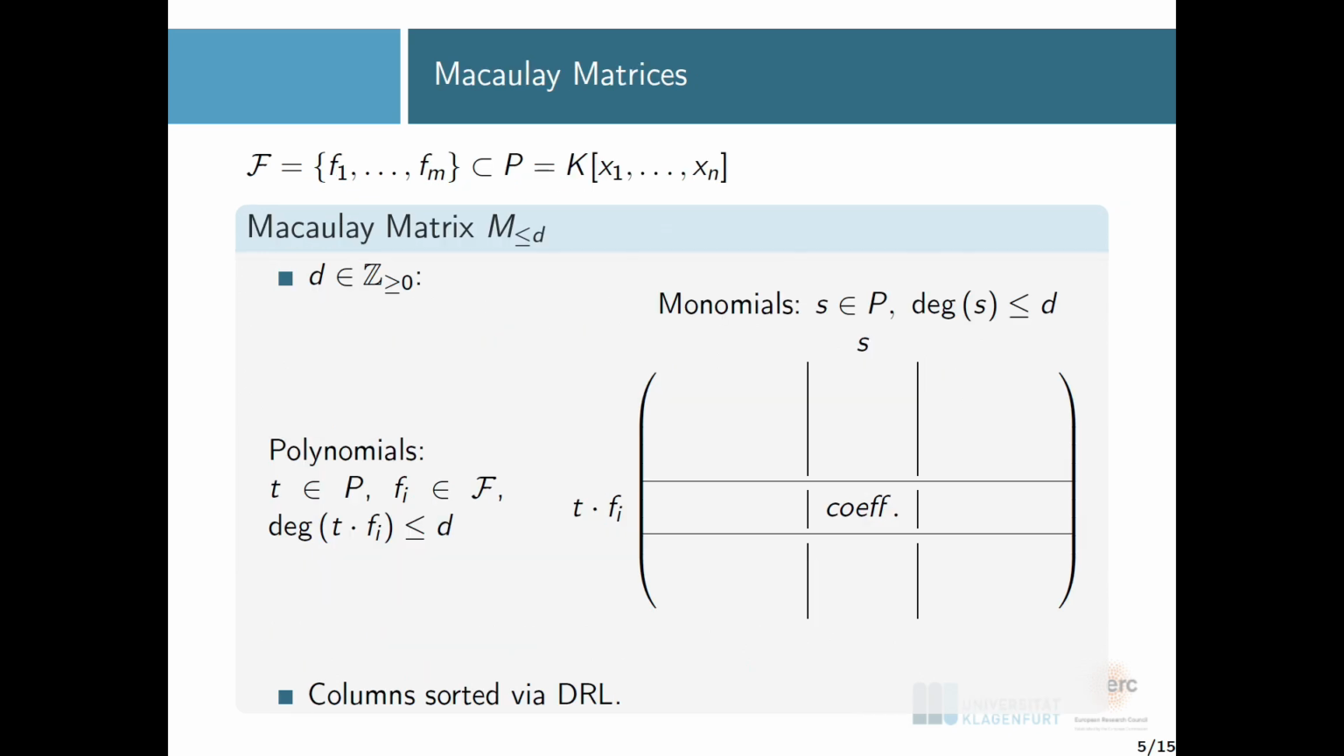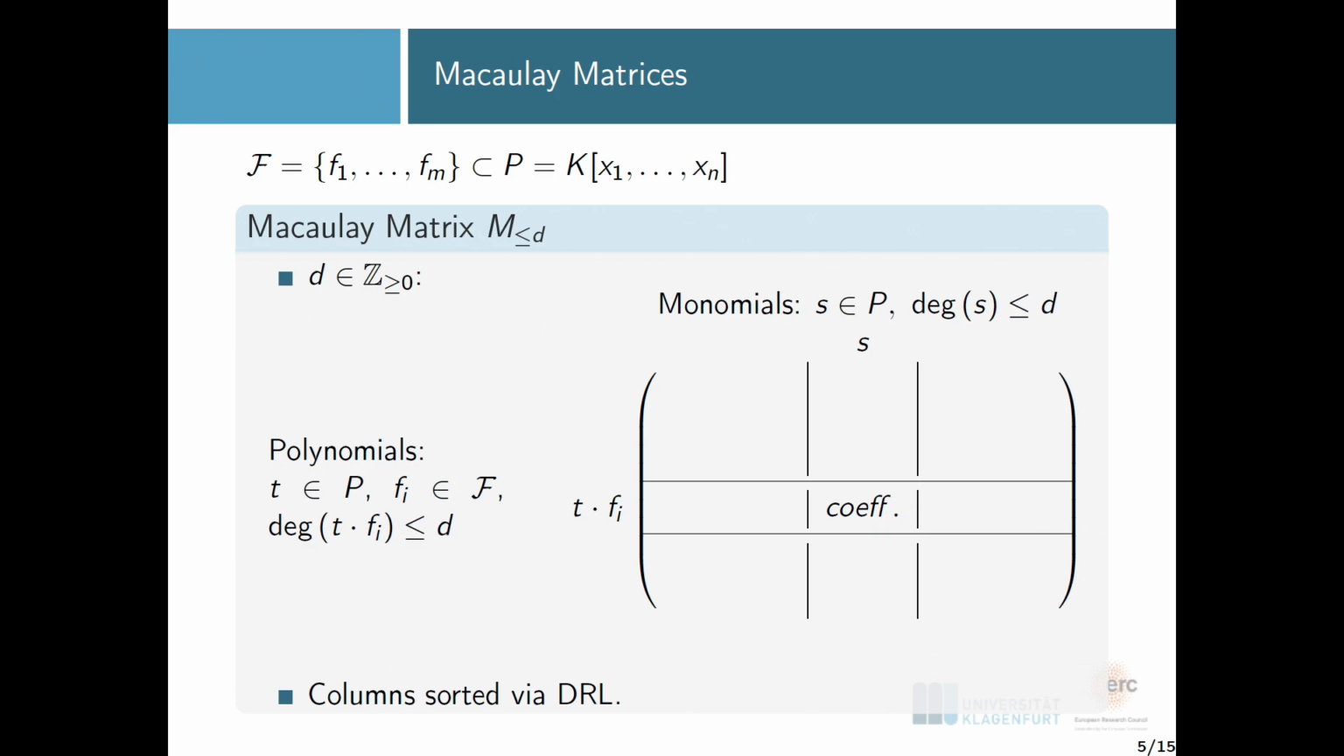And we can compute them effectively via Gaussian elimination. So for this, we pick some input polynomial system F, and we fix a degree D. And then we set up the so-called Macaulay matrix. So for this matrix, we index the columns of this matrix with all monomials in our polynomial ring up to degree D. And additionally, we sort the columns with our degree reverse lexicographic term order.